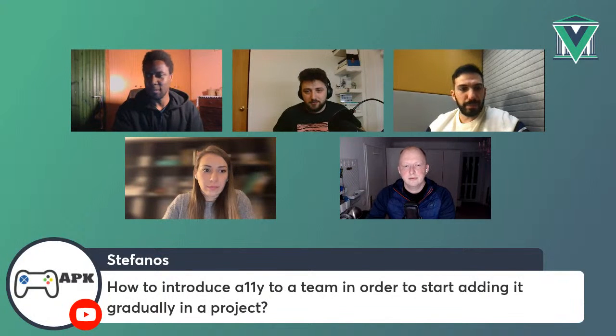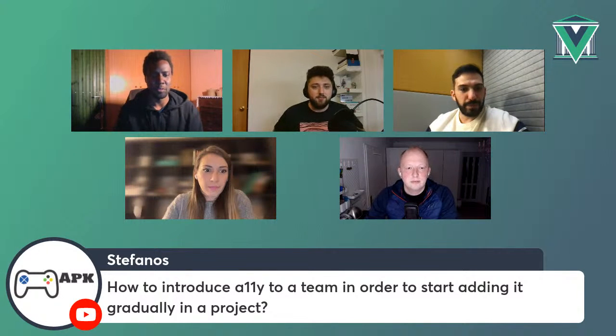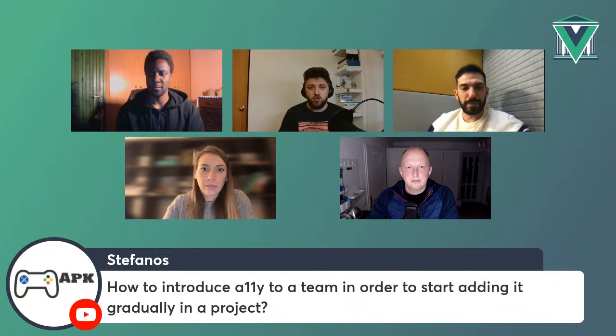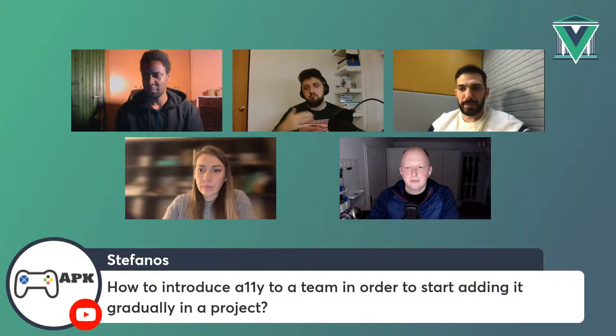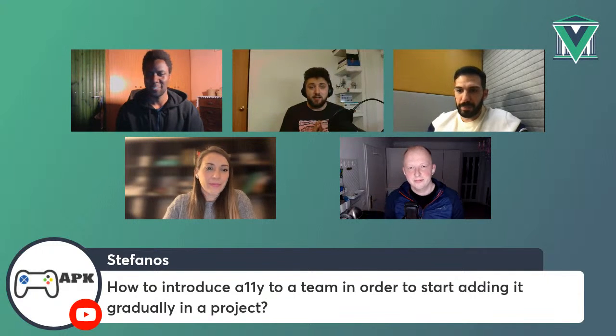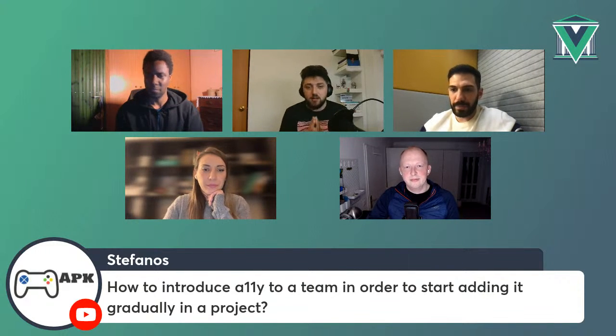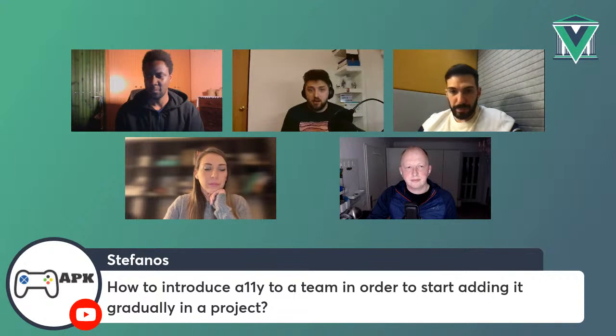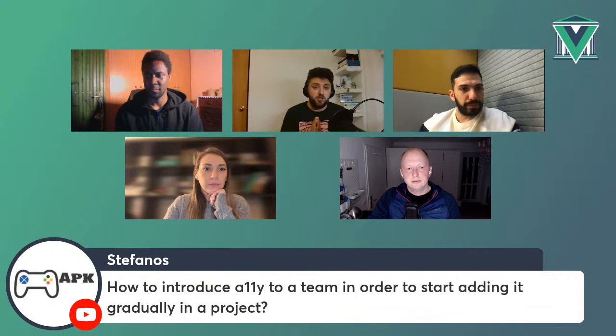Nice. So Stefanos is asking how to introduce accessibility to a team in order to start adding it gradually in a project. Yeah, so like I said, ESLint to make sure you're not making the project worse, but then you can easily start integrating CI pipeline tools like Lighthouse that can check the score of the application and the score of the feature that your team is working on.